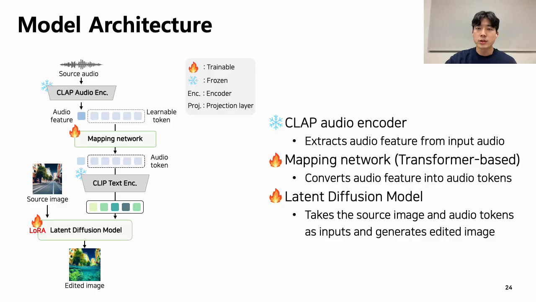The trainable parts of our model are the mapping network and the latent diffusion model, while the CLAP and CLIP encoders are frozen.